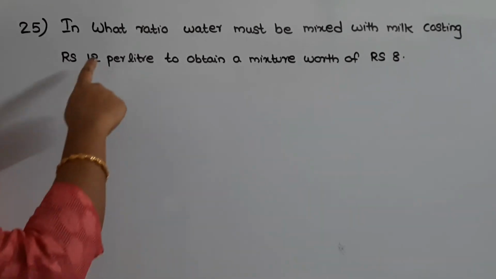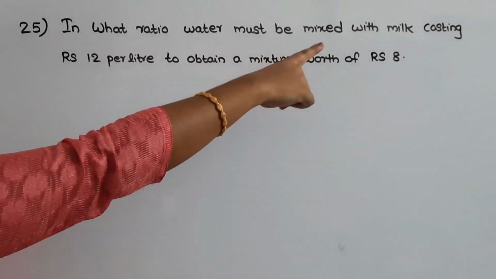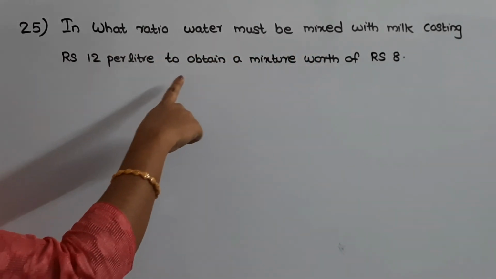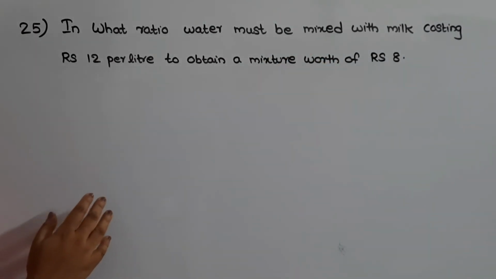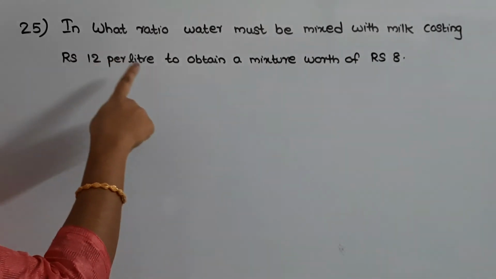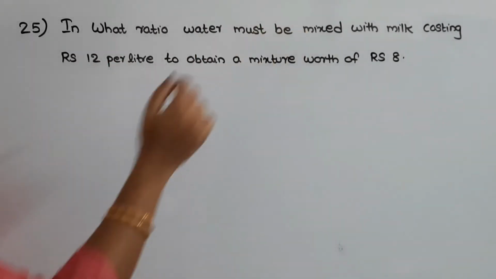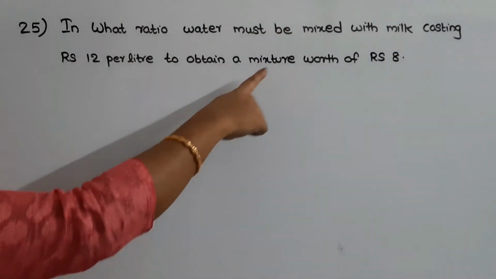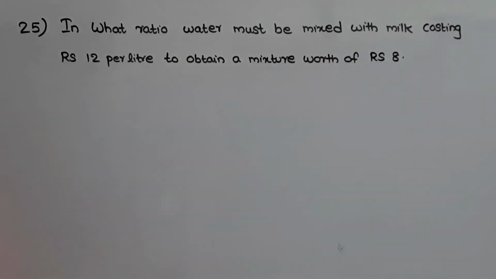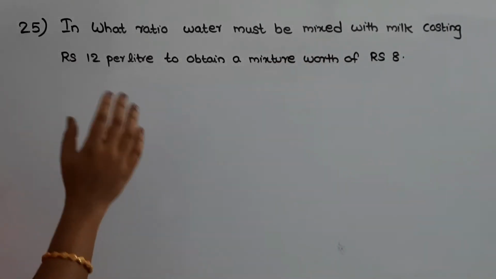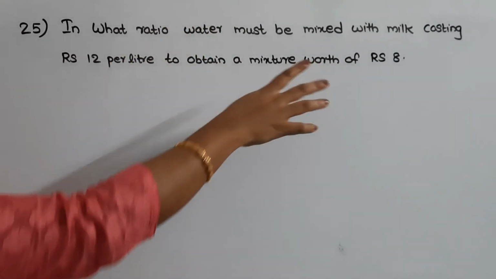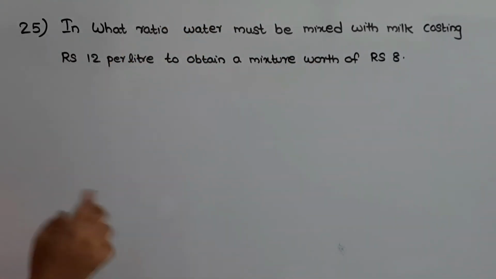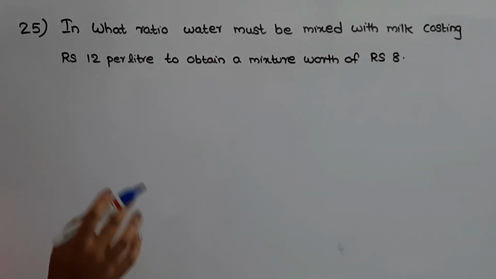25th question is, in what ratio water must be mixed with milk costing rupees 12 per liter to obtain a mixture worth rupees 8? So in this question they are telling that milk costing rupees 12 is to be mixed with water in such a way that the mixture costs rupees 8. So we need to find out the quantity ratio by which milk is to be mixed with water so that the mixture costs rupees 8. So this type of questions we are doing by alligation method.